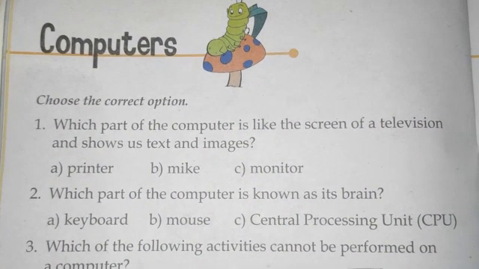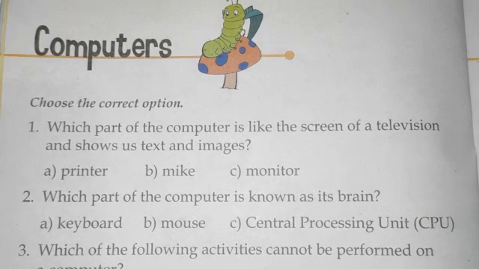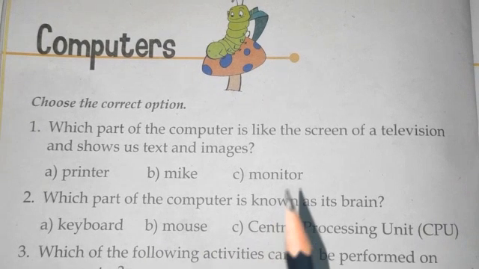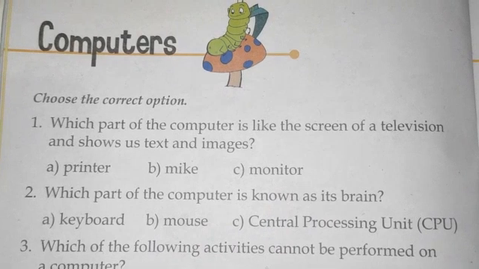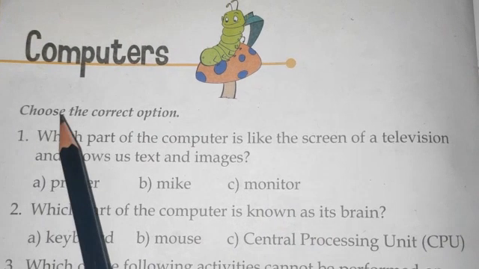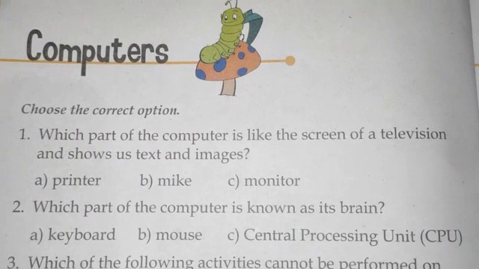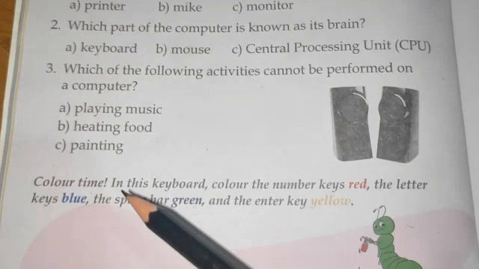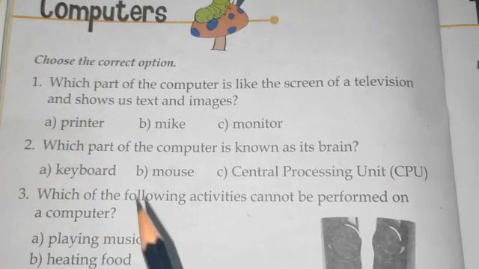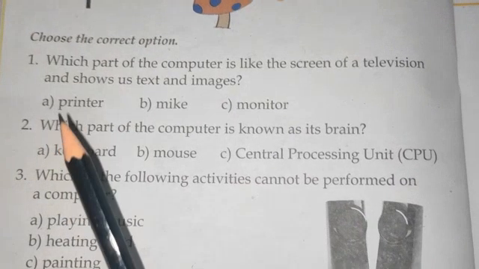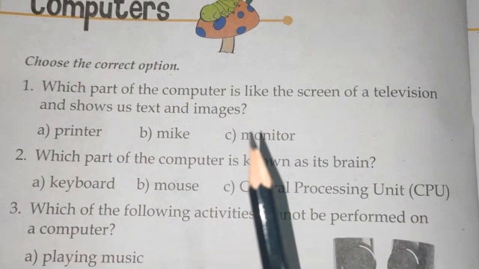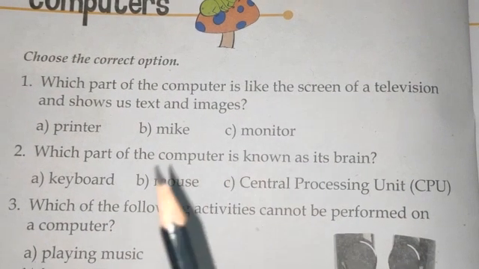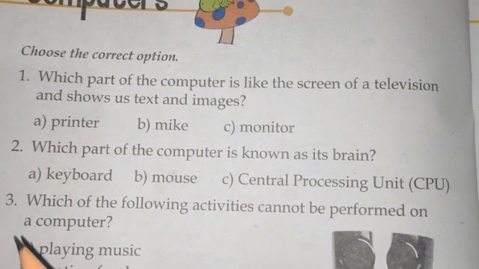So here in this chapter, some questions are given, and on the basis of your knowledge, you have to do them. Let us read what is given in your chapter. Choose the correct options. Here around 3 questions are given for you, and for each of the questions 3 choices are given, and you have to choose the correct answer for the given question. So let us read the questions one by one.